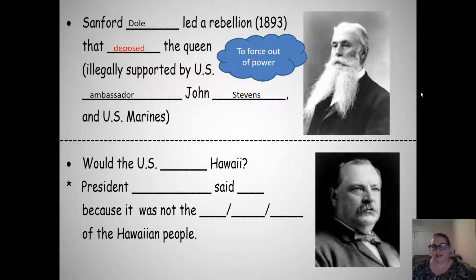Now, the question is, Sanford Dole takes over. Sanford Dole writes a new constitution, and his cronies write a new constitution for Hawaii. And the question becomes, will we annex Hawaii? Will the United States annex it? Would we take it over? It goes to Senate. President Cleveland starts to ask the Hawaiian people, and President Cleveland says, no, we will not annex it because it was not the choice, the wish, or the will of the Hawaiian people. They did not choose to be annexed. They do not want to be annexed, and they will not be annexed. Okay?